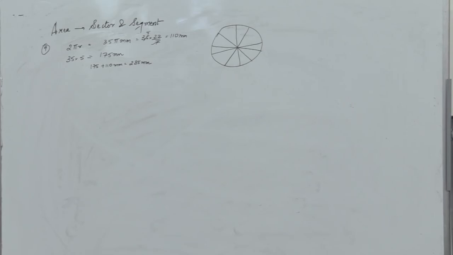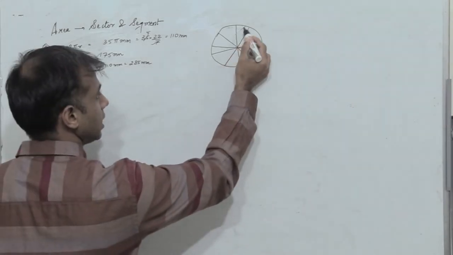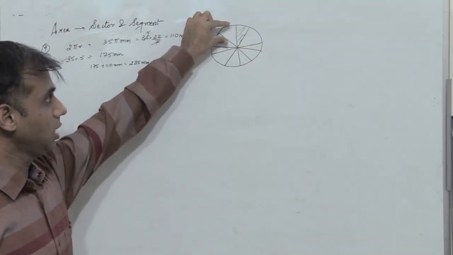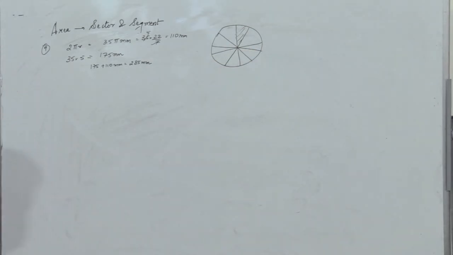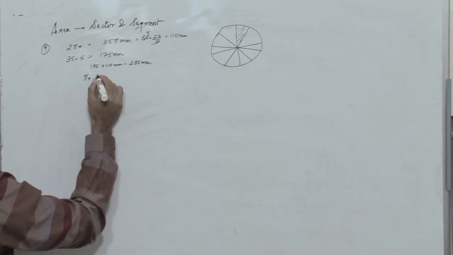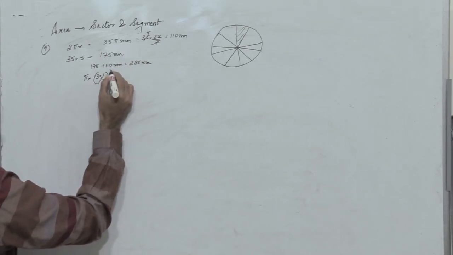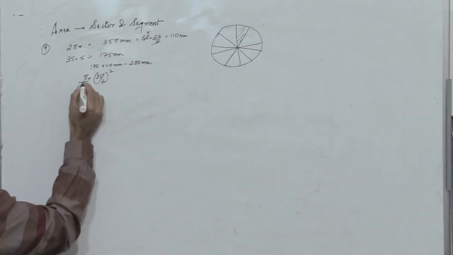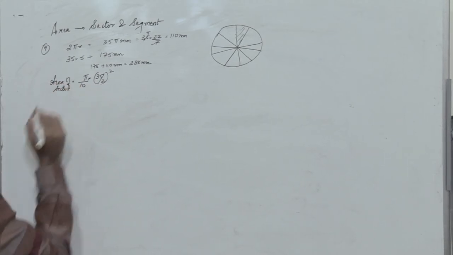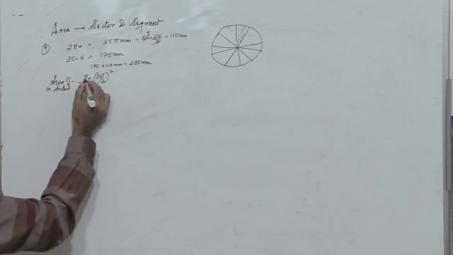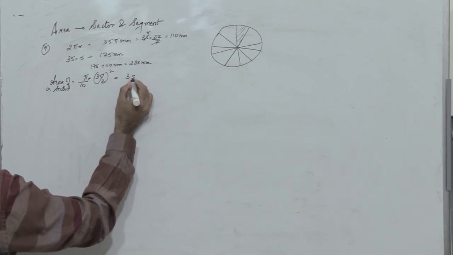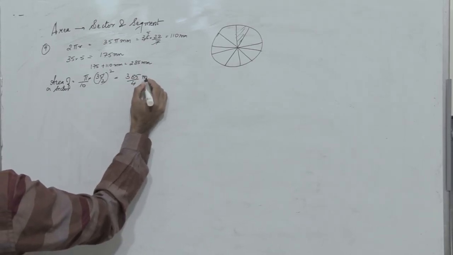Now what is the area of each sector? So we want to know the area of each sector. It is assumed that all these areas are equal. The area of each sector is equal. So there are 10 sectors. So the area of the entire circle is pi r square. So pi into r, 35 by 2 square. There are 10 equal sectors, so I divide this by 10. So area of a sector is given by pi r square divided by 10, which gives us 385 by 4 millimeter square.